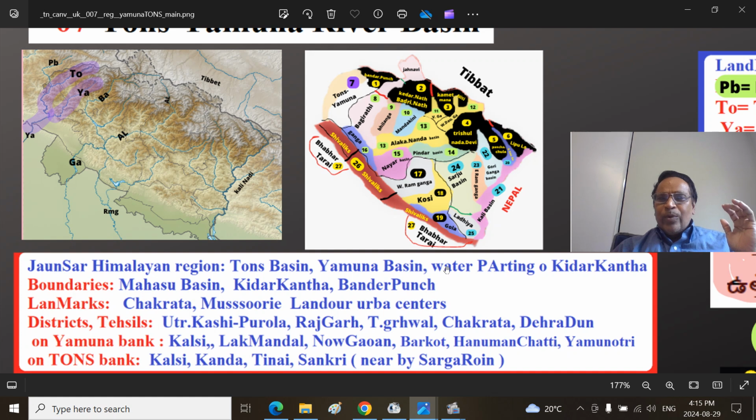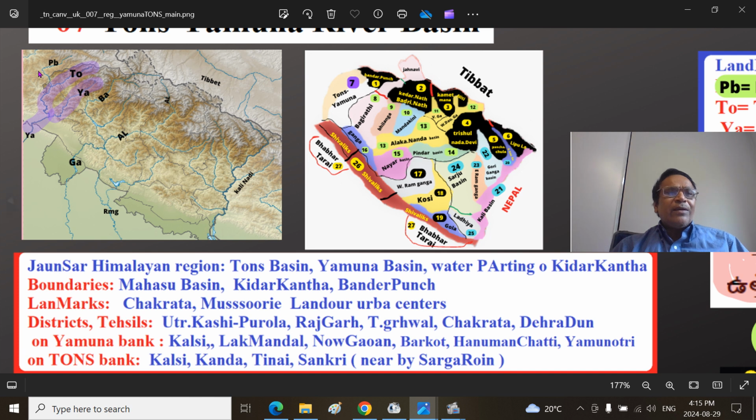The water parting of the Yamuna River here and the Tons River here is a mountain range called Kedarkantha. That is very different from the Kedarnath mountains, which are next to the Badrinath mountains. At the base of the Badrinath mountains and the Alaknanda river is the famous Badrinath Mandir temple. Once you know this, the boundaries are easy to know. So you see Kedarkantha here, Bandarpoonch here, and the Mussoorie Basin.